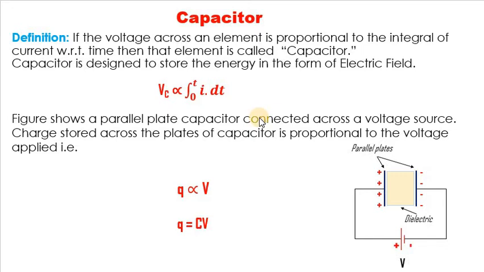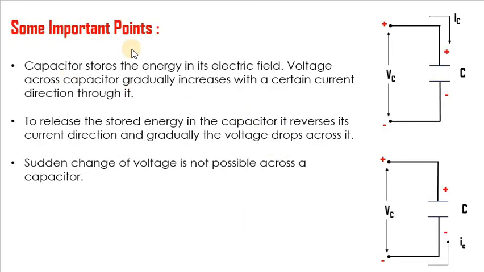Alright, now coming to some important points related to capacitor. The first thing is that this capacitor is storing the energy in its electric field whenever the voltage across the capacitor gradually increases with a certain current direction through it. Now look at the first diagram here. You can see the polarity of the supply, the polarity across the capacitor, and the current direction, which is IC. The current direction right now is from the source to the capacitor. In this scenario, this capacitor is actually storing the energy in its electric field. So whenever we are charging a capacitor, this is the scenario we can see.